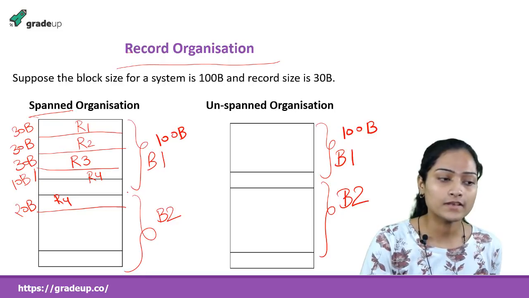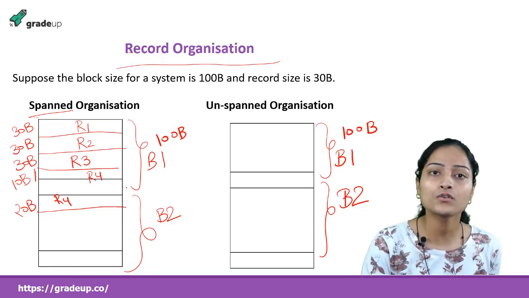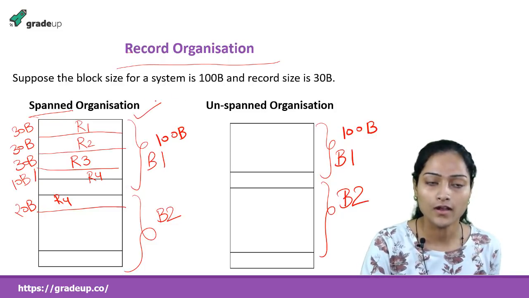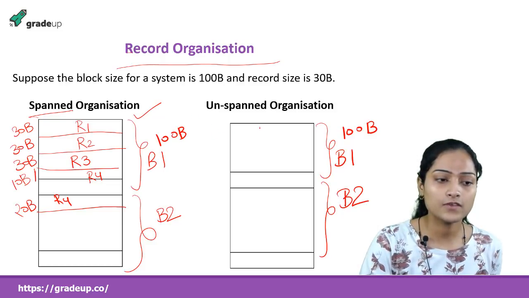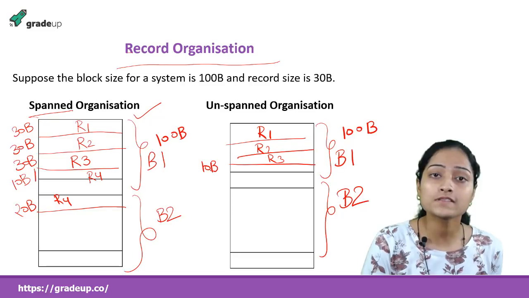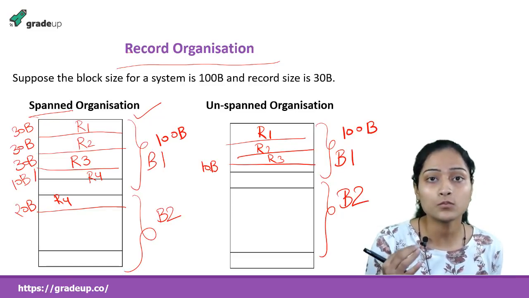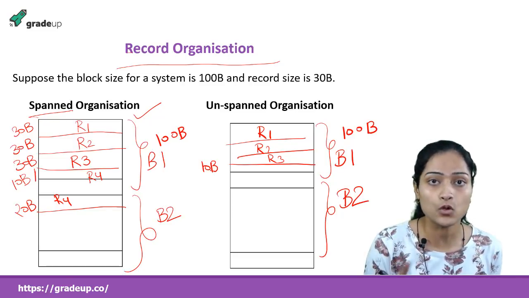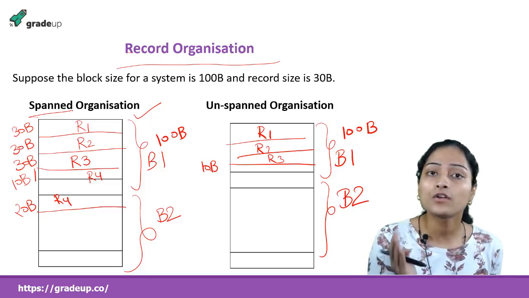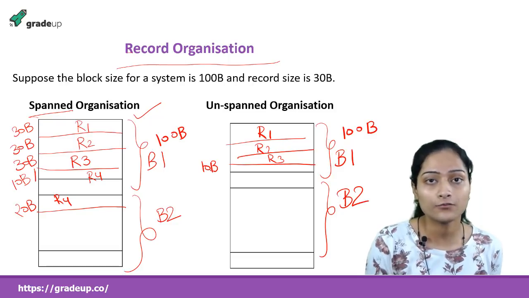So this type of organization, when you allow a record to be stored in more than one memory block, is known as spanned organization for a record. But see one more case where you store R1, R2, R3, but you are left with 10 bytes of space, and you don't want to store your records into more than one block. You just want to store each into a single block. You don't want to store in such a way that if you want to refer to that record, you have to refer to 2 blocks.